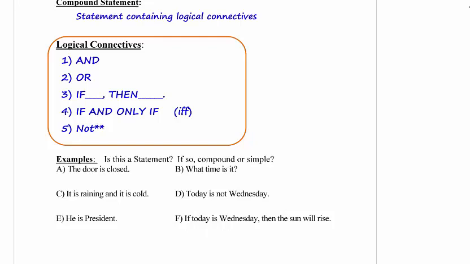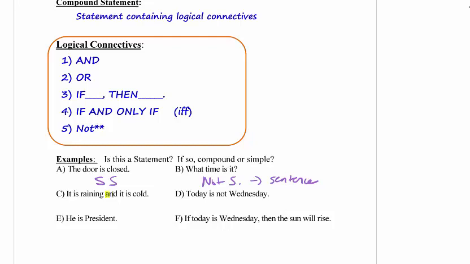So A, the door is closed. That is a simple statement. B, what time is it, is not a statement. Because remember, a statement needs to be a sentence. It cannot be a question because that's not a piece that you could say true or false for it. So that's one that I wanted to point out to you that you needed to be careful on.